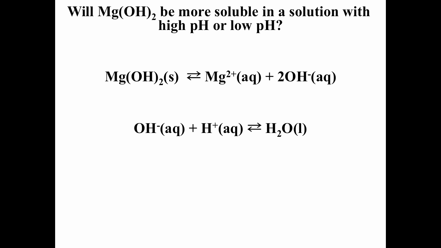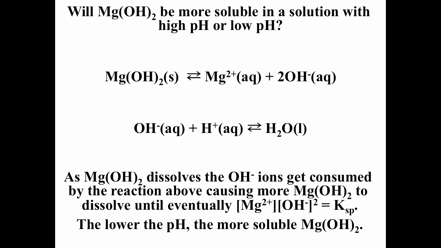You should recognize the equilibrium constant for that reaction as being 1 over Kw. It's very, very large. And so the lower the pH, the more hydrogen ions you'll have. And so magnesium hydroxide should be more soluble the lower the pH. This is actually related to milk of magnesia, which is used to sometimes soothe people's stomachs. It consumes the stomach acid.